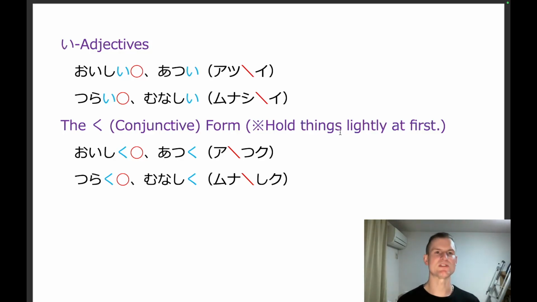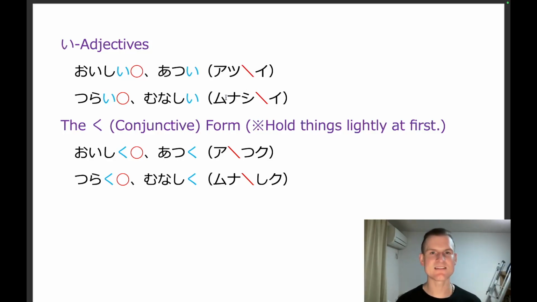Okay, so how do we form the ku form? It's very, very simple. We just go straight from the i form and we change that i to a ku. That's all you have to do, and it gives it the meaning and. For example, oishii becomes oishiku, which is delicious and something else. It's going to be followed by something else. Atsui becomes atsuku, which is hot and something else.